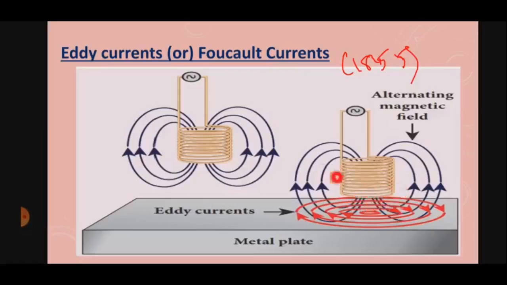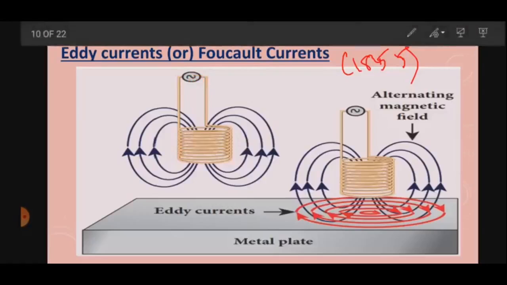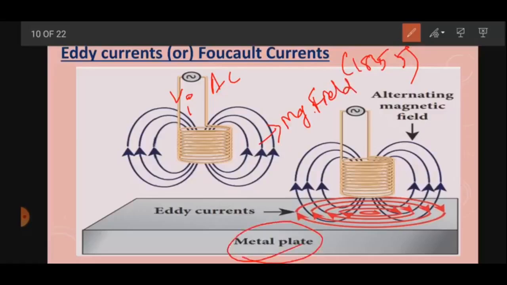Now listen, students. Now take a coil of wire connected across an AC source. AC current flows through the coil and produces a magnetic field. These magnetic field lines interact with the metal plate. Now see, this magnetic field interacts with the metal plate and produces the eddy current. This is nothing but eddy current.